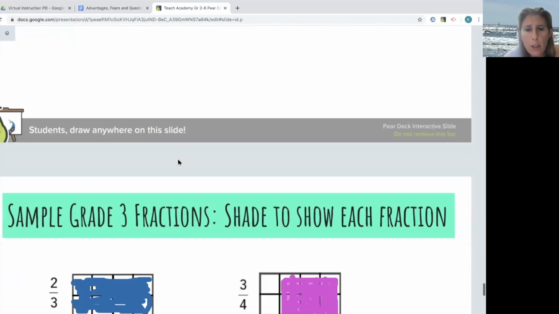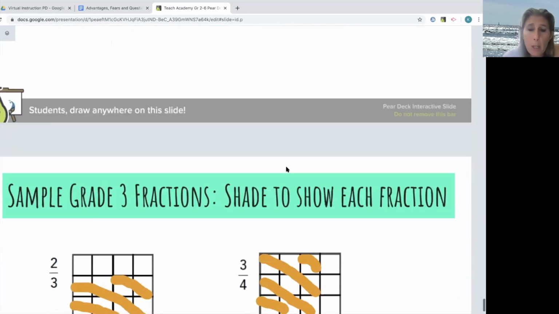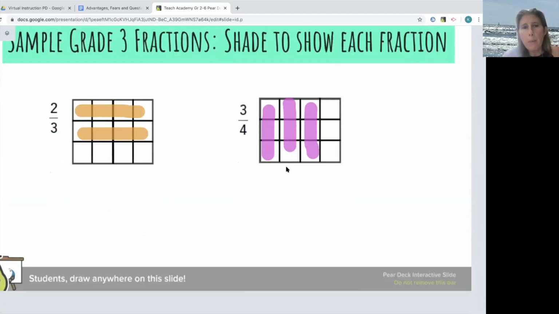And what you will see as you're sharing these is that students will start erasing if they made an error once you start discussing them, and they'll be able to fix them, but you got to see exactly what they were thinking as they went and the different parts and different ways people shaded.